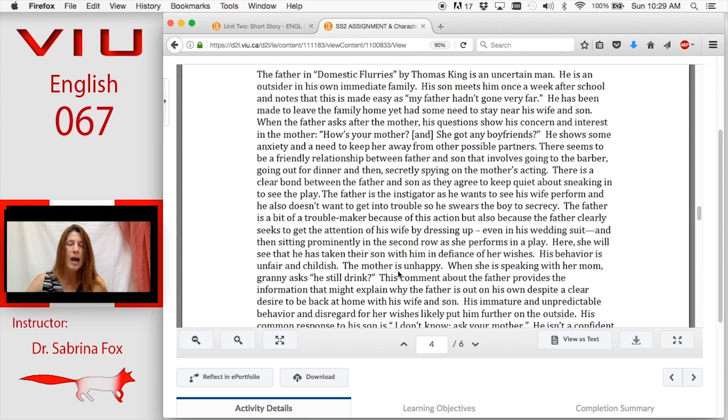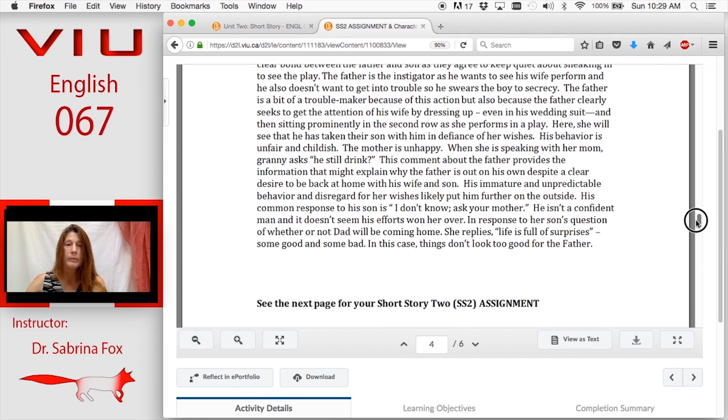The mother is unhappy. When she's speaking with her mom, Granny asks, "You still drink?" This comment about the father provides the information that might explain why the father is out on his own, despite a clear desire to be back at home with his wife and son. His immature and unpredictable behavior and disregard for her wishes likely put him further on the outside.